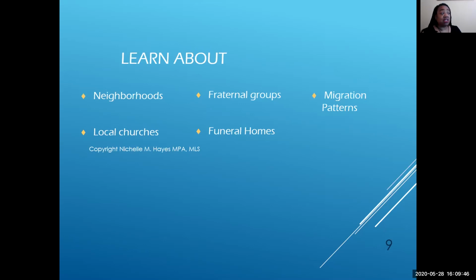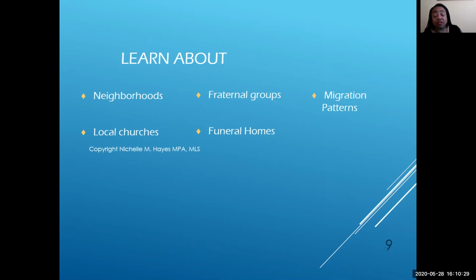So you definitely want to learn about these different areas. You want to learn about the neighborhoods that they lived in, any fraternal groups that they might have been a part of, local churches that they might have been a member of, and funeral homes. Oftentimes when people moved, especially during the Great Migration, they moved as a group or as a unit. So it wasn't just one person leaving, it was the entire family leaving. And so when you're looking in the neighborhoods and census records, it's a good idea to go back 5 pages when you find someone and forward 5 pages to see if you can find any additional family members.